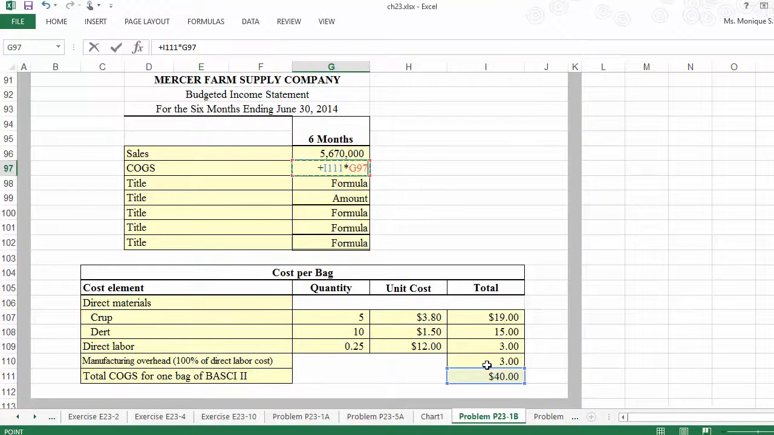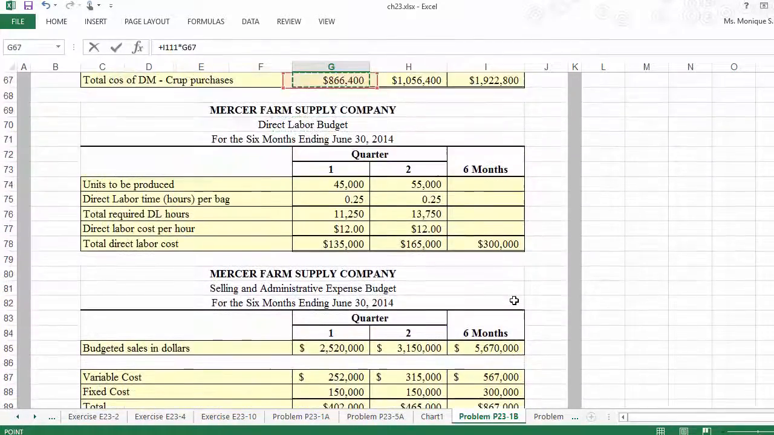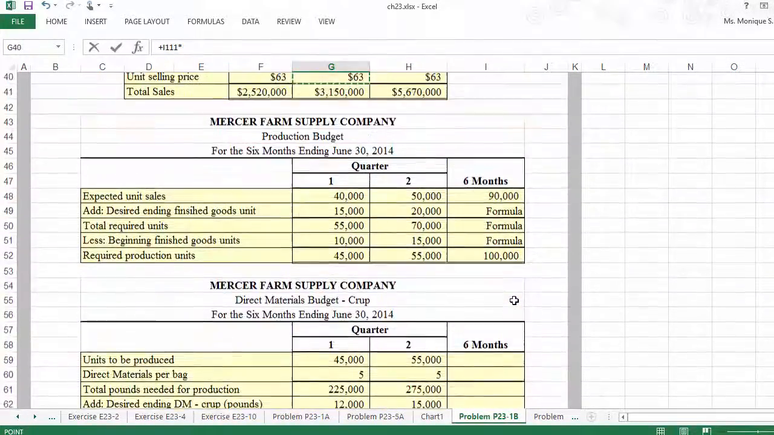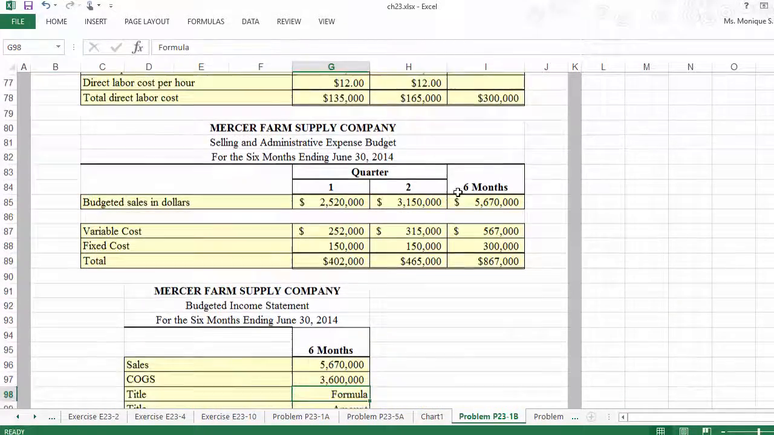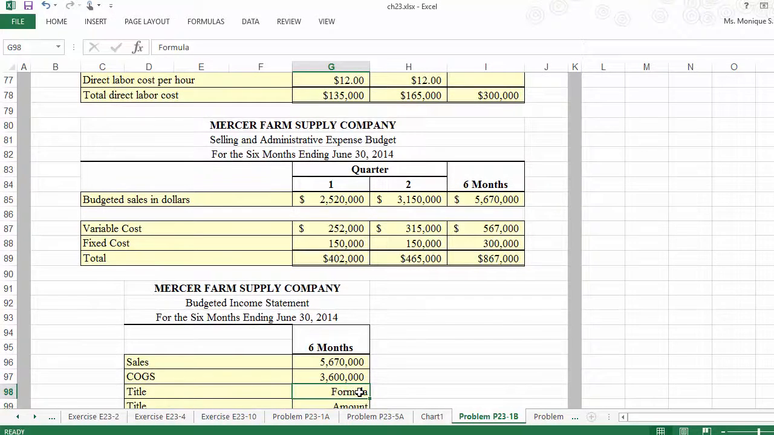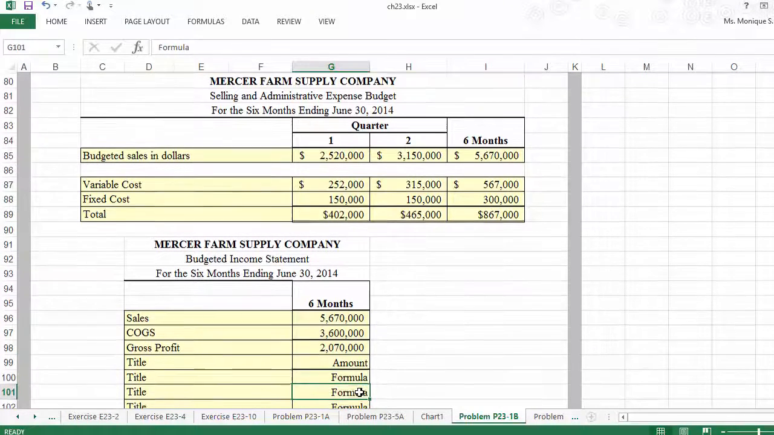So we'll go back to our sales budget, and let's see how many units were actually sold. And our sales ends up being, what, 90,000? So $40 times the 90,000 gives us $3,600,000. So we'll take our sales minus our cost of goods sold to get our gross profit, also known as gross margin. So the dollar amount minus the cost of goods sold, so that's $2,070,000.